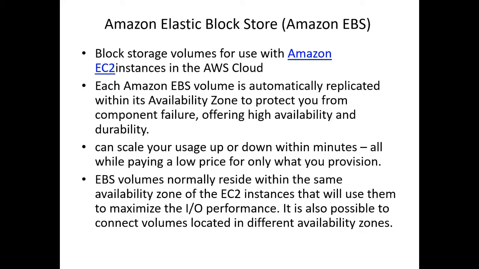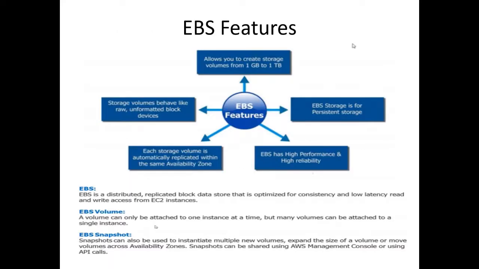In the next slide, let us talk about a couple of features of Amazon EBS. EBS allows you to create storage volumes from 1 GB to 1 terabyte, as we have already discussed. EBS storage is for persistent storage. EBS has high performance and high reliability. Each storage volume is automatically replicated within the same availability zone.